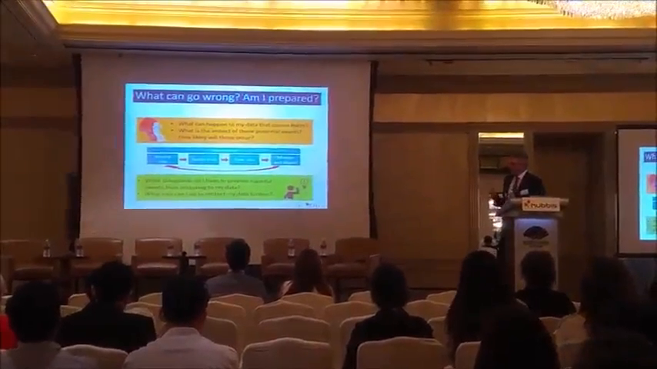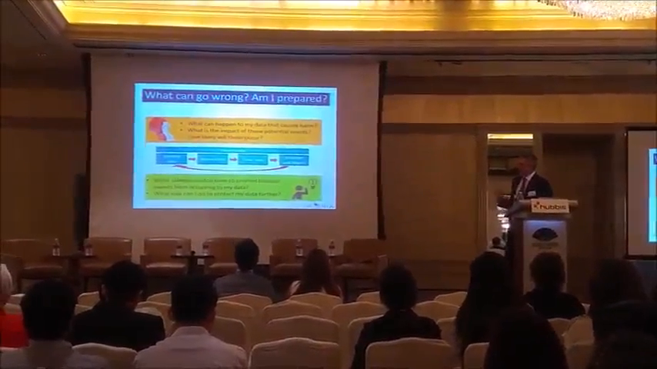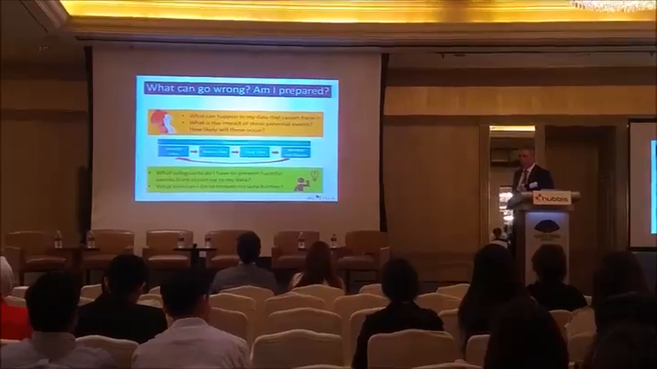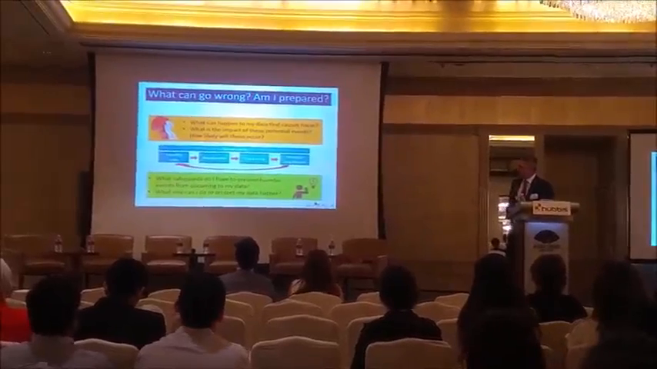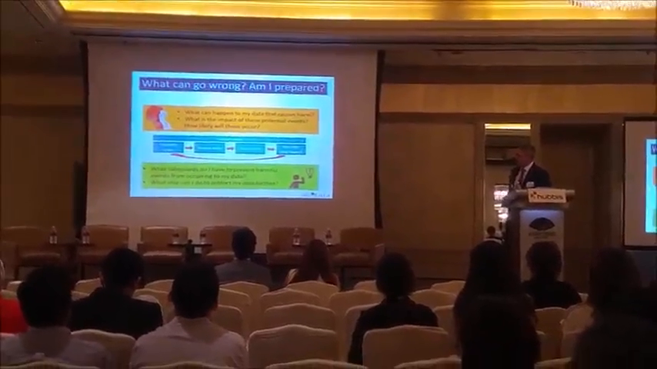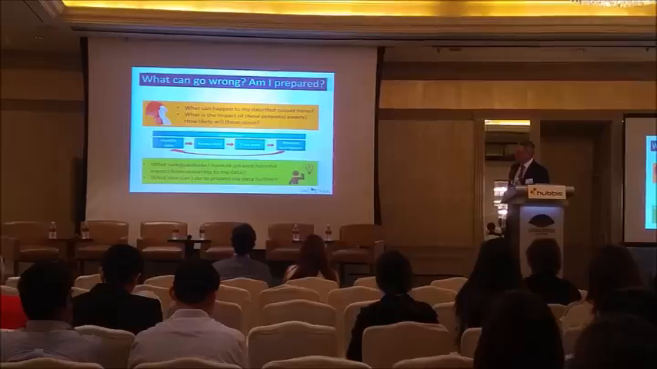And the next element is around mitigating risk, right? So what can go wrong? There's always something that's going to go wrong. We're using technology, and that technology tends to sometimes go awry. So the governance around the risk management, again, we're simplifying it.